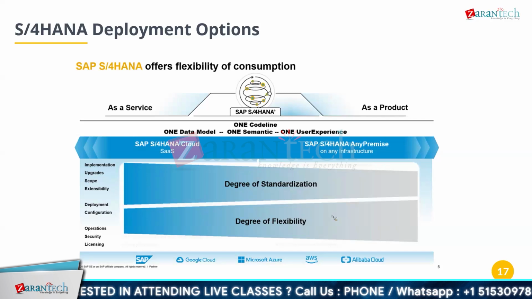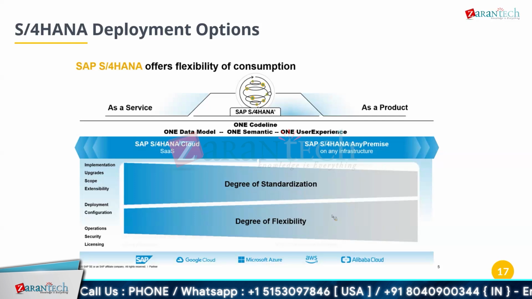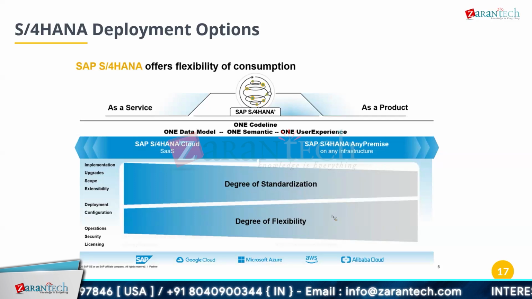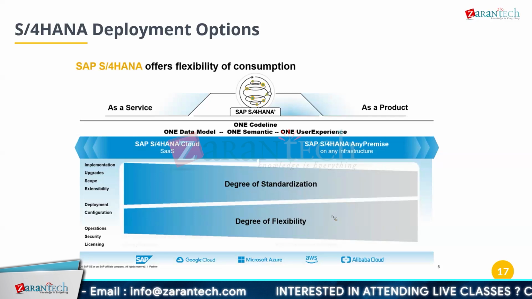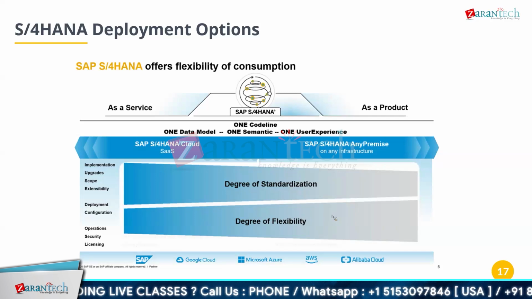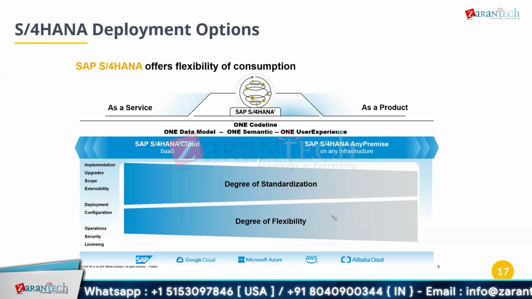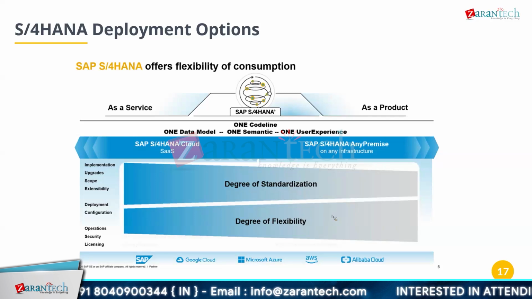So in the ECC itself, we can create any kind of Z transactions or Y transactions. But in the case of S4, the target is to reduce Z transactions and all the Y transactions which we used to create for our custom requirements. If you choose the public cloud, you won't have that leverage to create these kinds of Z transactions. But if you choose a private cloud or on-prem, you will have the option of a bit of flexibility, because S4HANA is all about standardization. You will be using these standard processes.